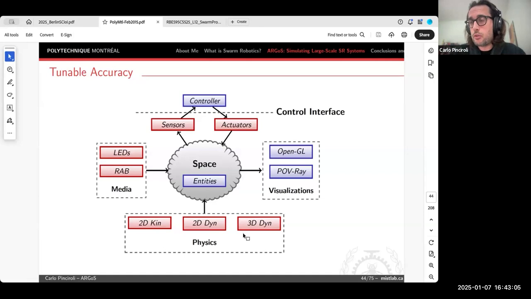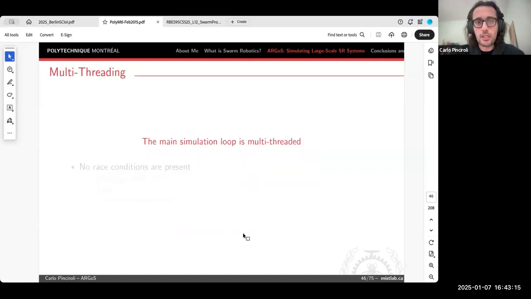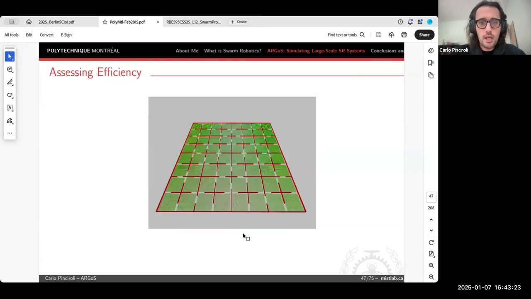The point about tunable accuracy, again, is a concept that you don't find in Gazebo, and it's important in the design of a simulator. Finally, if you want parallel execution, in Argos it's multi-threaded because it is more efficient, and the design makes race conditions absent. Some of the things that are interesting about this design is that it's extremely scalable. So let me show you this video. Let me see if it starts.